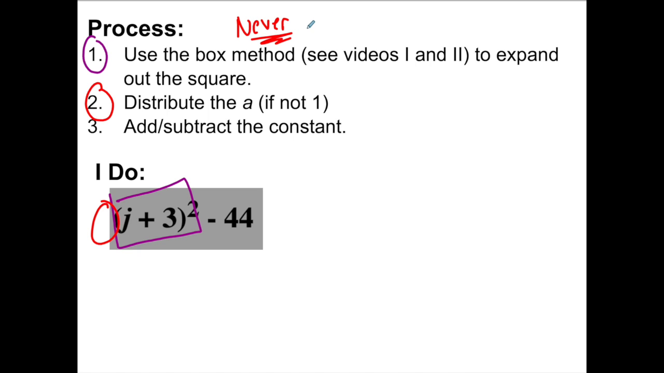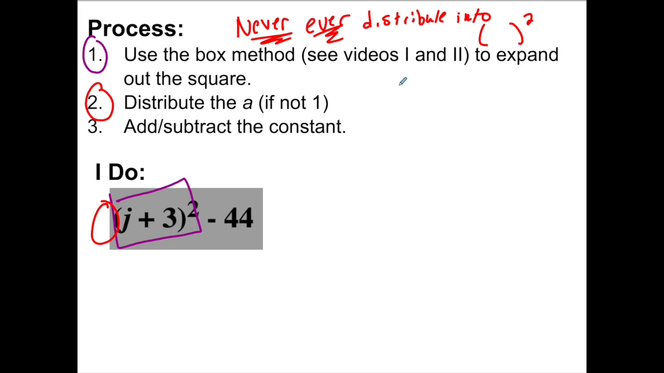Never, ever distribute into something that's being squared. Ever. Never do it. It's not correct, because what you're doing is you're technically distributing into two things. Let me give you an example of why this is not true.